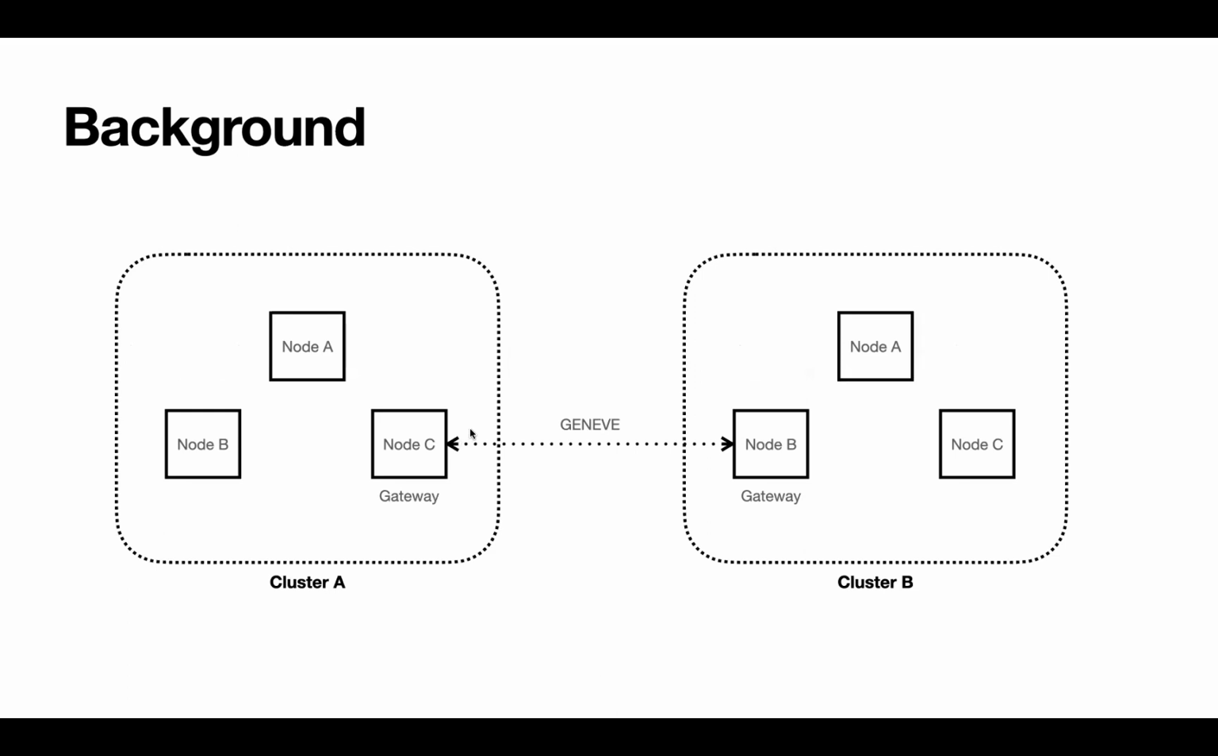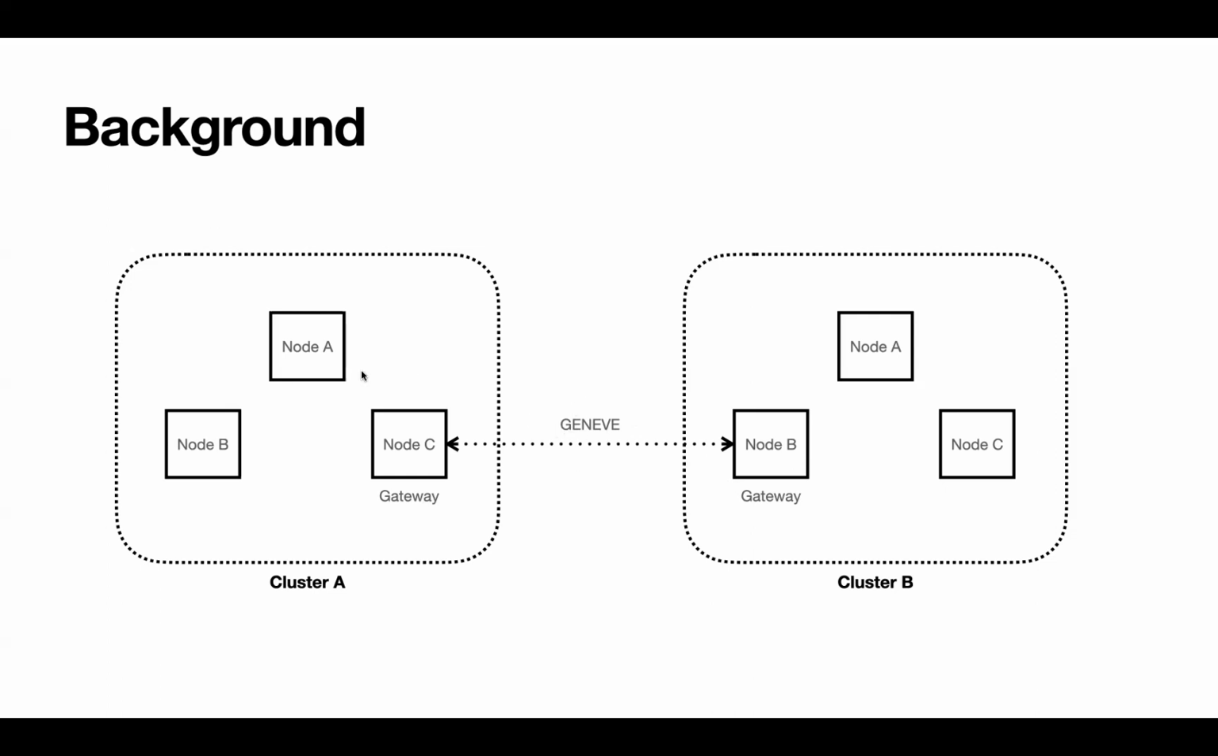There are gateways in each cluster, such as node C and node B. All the gateways are responsible for the cross-cluster traffic. So if one pod in a cluster wants to access a service in another cluster, it will forward the packets to the gateway, and the gateway will communicate with the other gateway by the Geneve tunnel, just like this.